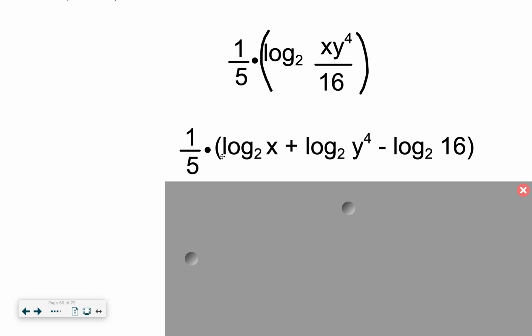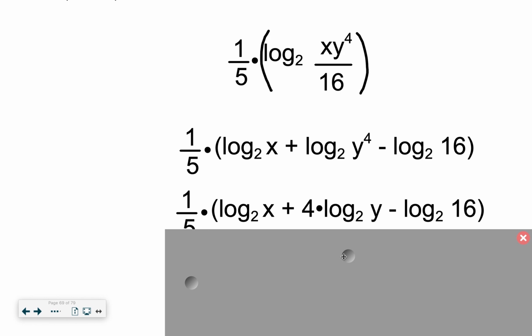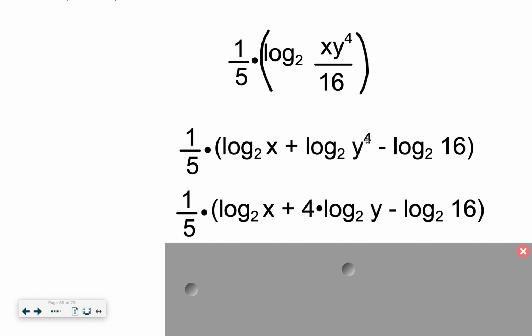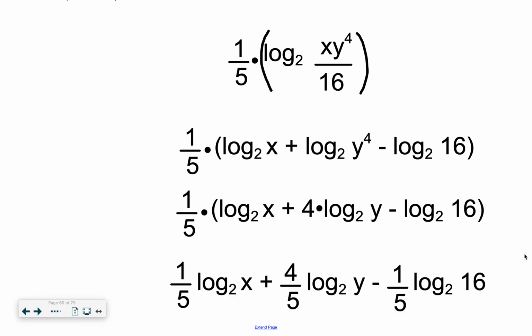This log is done. X can't be condensed or expanded any further. Y to the 4th, there's another power. 16, debatable. I could just leave that, or I could change 16 to 2 to the 4th. I won't go there quite yet. So I'm going to bring this 4 out front, because it's a power.